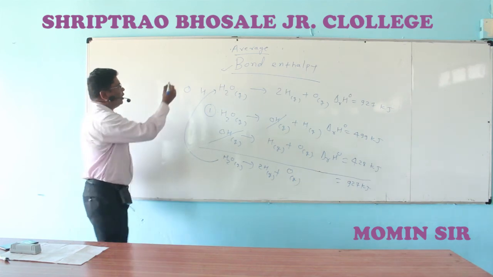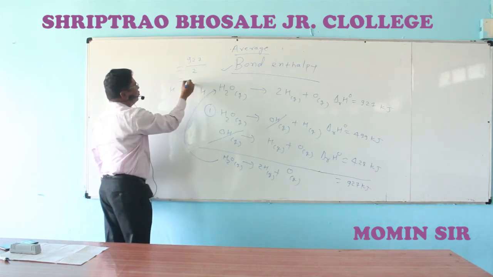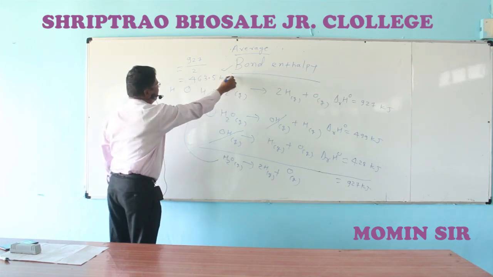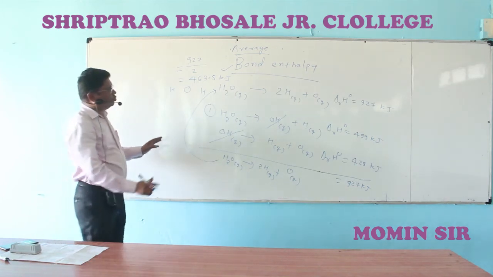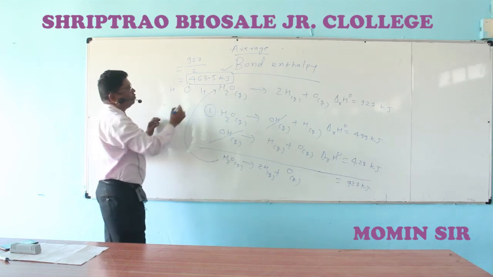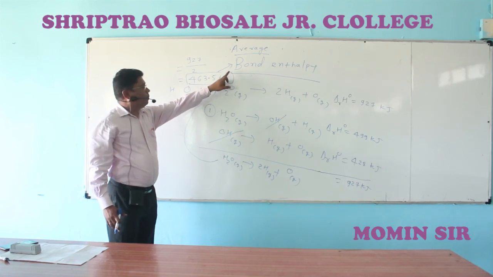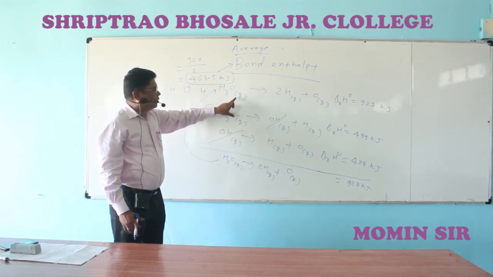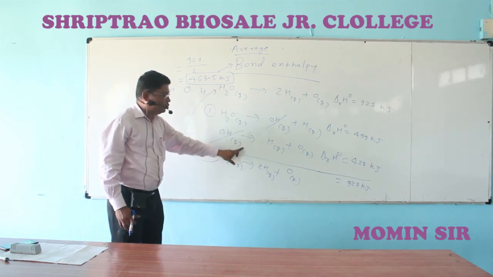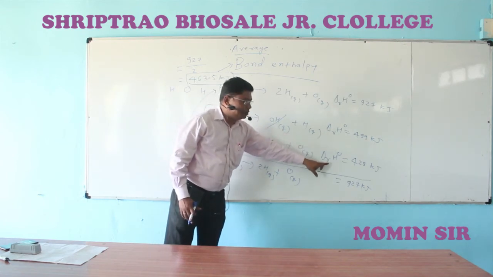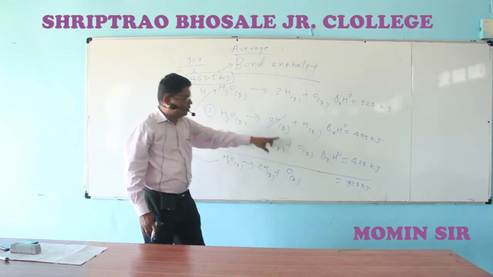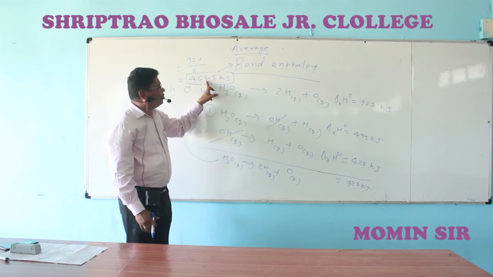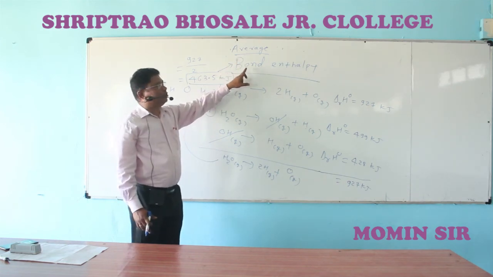So in this case, 927 divided by 2 is equal to 463.5 kilojoule, and this 463.5 kilojoule is called the average. You know that this reaction is written in 2 steps. The enthalpy change for the first reaction is different, for the second reaction is different. So what is called average bond enthalpy? To break the two bonds, we divide 927 by 2, that is equal to 463.5 kilojoule. This is called average bond enthalpy.